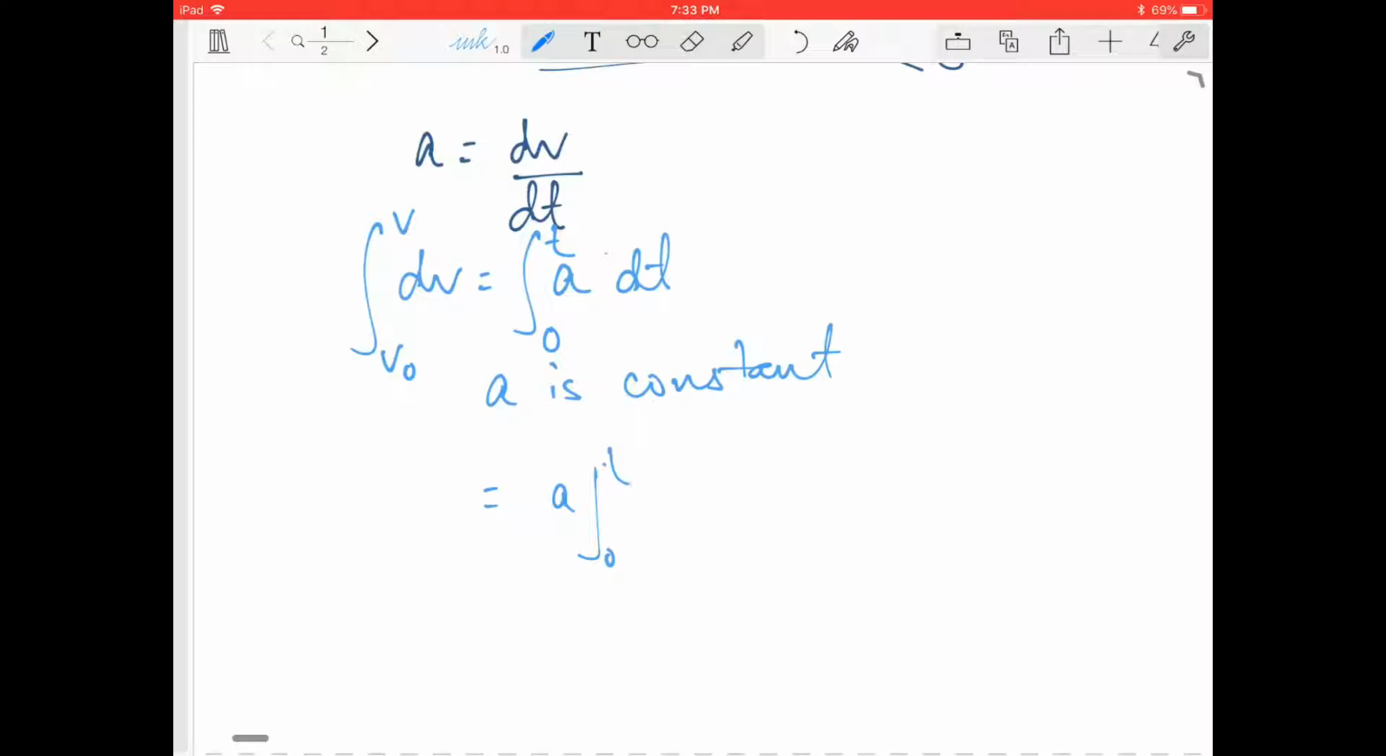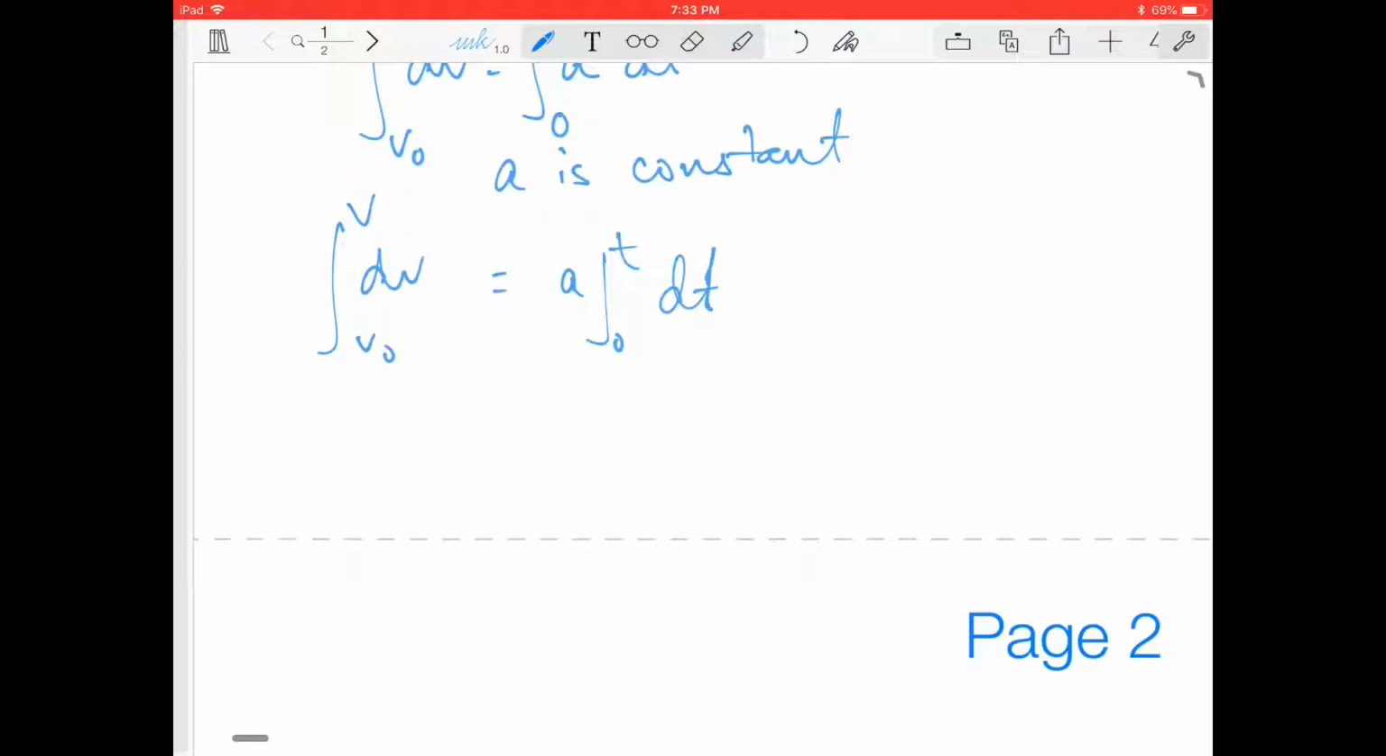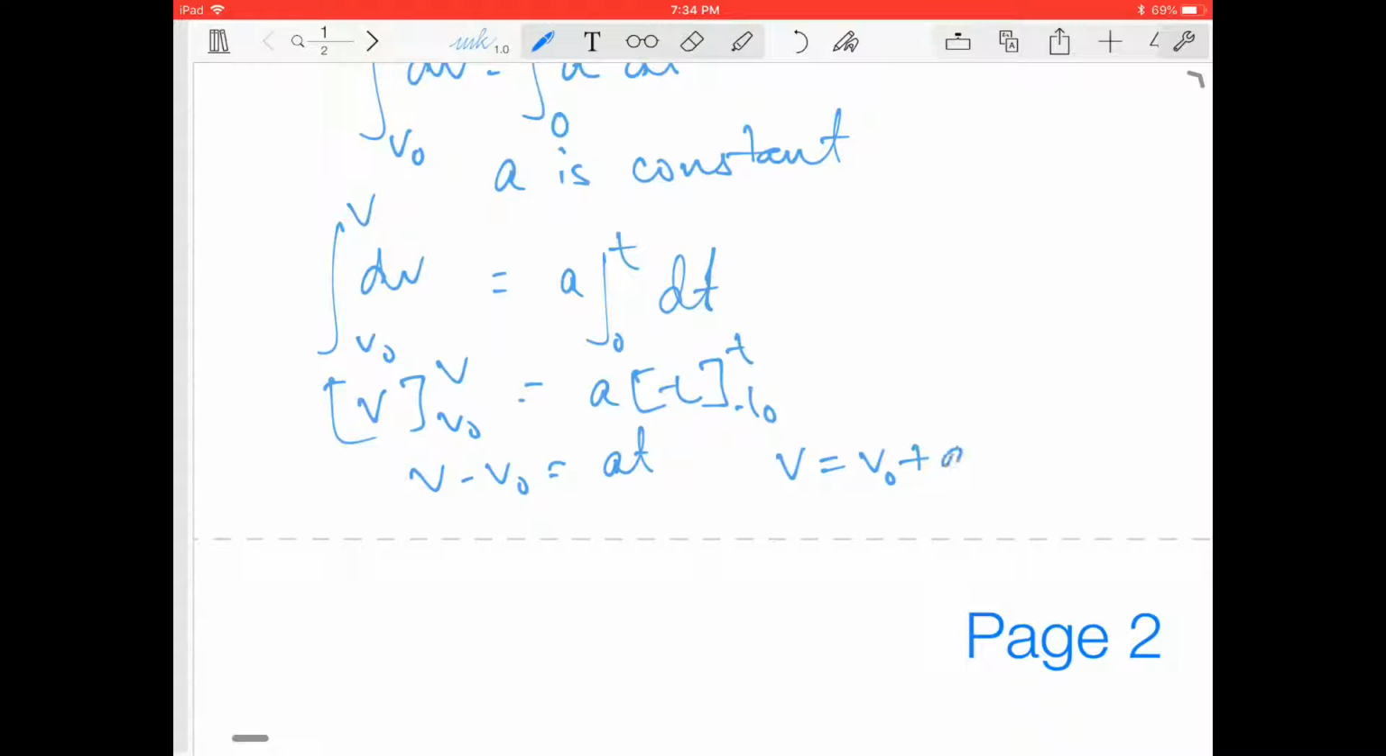So a comes out of the integral, the integral from 0 to t of dt, and dv from v naught to v. Taking the integral of dv, we get v minus v naught equals at, which we can rewrite as v equals v initial plus at. The final velocity depends on the initial velocity, acceleration and time. Here v naught is a constant. I'm going to call this equation 1.